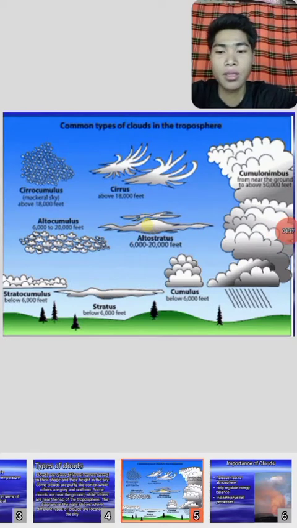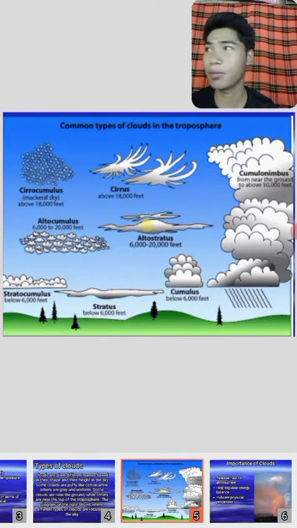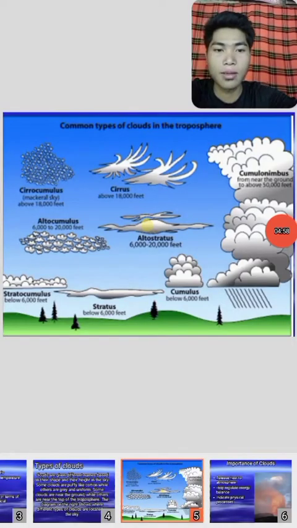And the second group are the middle clouds, another group of clouds that are 2 to 7 km away from the Earth's surface. Ang example ning middle clouds are the altocumulus, alto, and the altostratus.